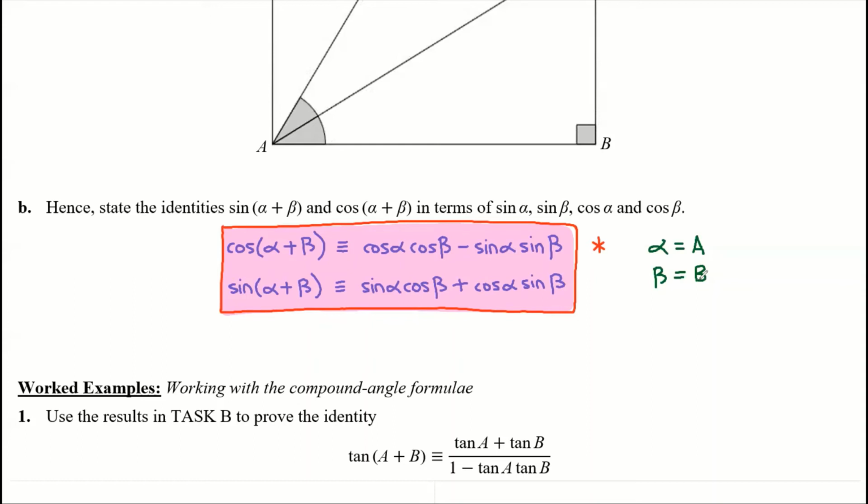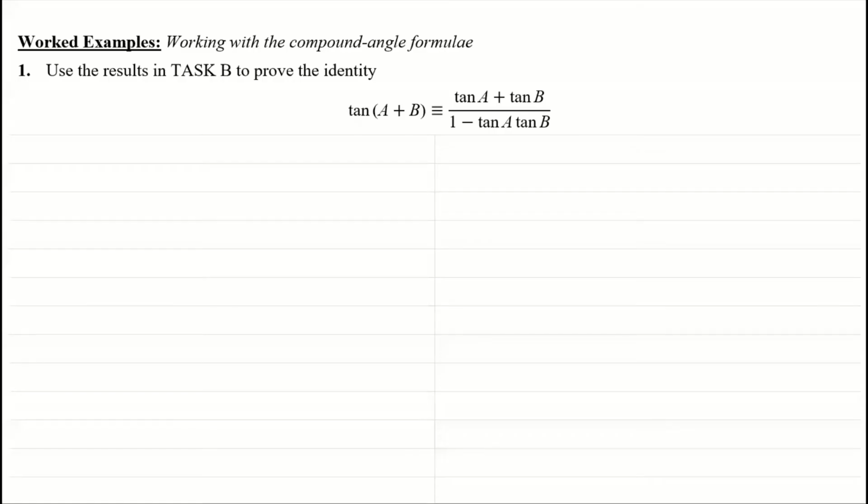So we're going to look at some applications of this in the worked examples. Right, so for worked example 1, we have a classic proof, which may be asked under exam conditions. It tells you to use the results from task B. So we've just completed task B, and we've got two new compound angle identities.